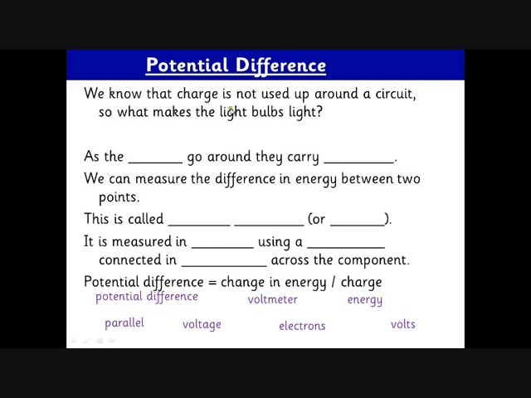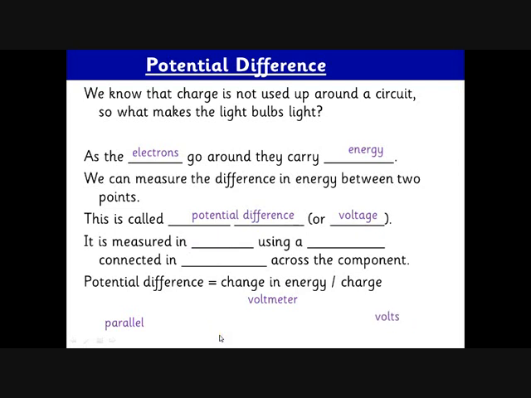Okay, we've said charge is not used up as it flows around a circuit. So what is it that's making the lights light up? Well, the electrons that go around the circuit, the charges, but we know that in a wire those are electrons, they're carrying energy and they lose some of that energy. So when we're measuring voltage or potential difference, we're measuring the difference in energy between the 2 points. This is what we call the potential difference, or sometimes we're a bit lazy and just call that the voltage.